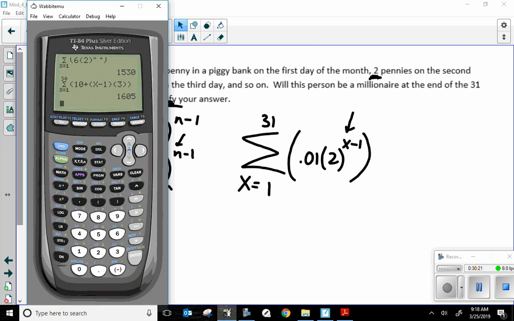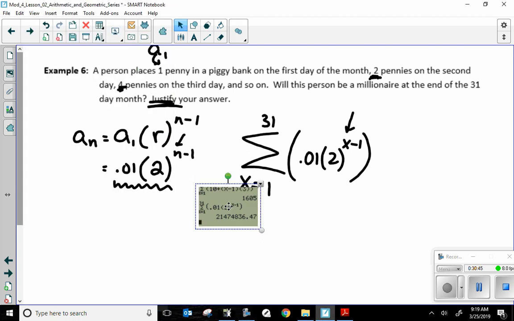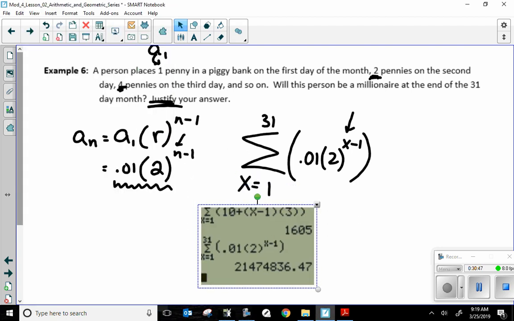Math. Sum from x equals 1 to 31 of 0.01 times 2 raised to x minus 1. A lot of times I'm staring at the calculator face as I'm typing these in, and if something's messed up, I won't even know it until I look up. Oh yeah, oh man, the boys are going there. What? This person.